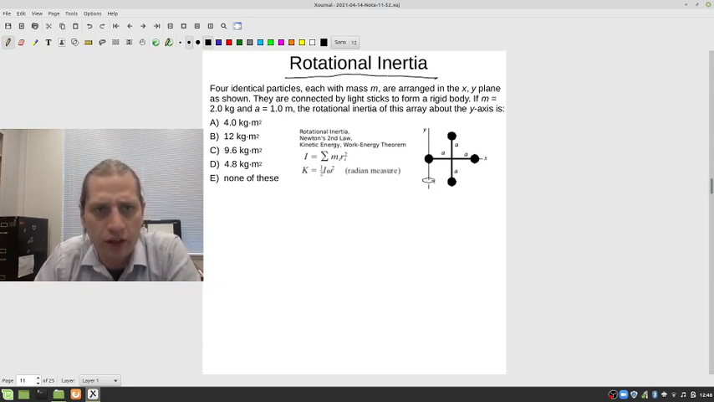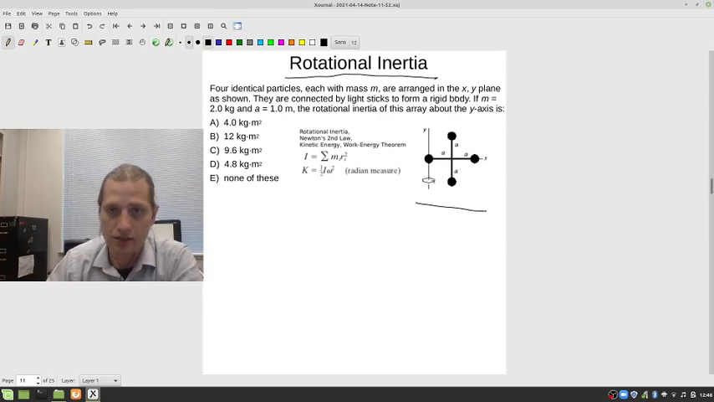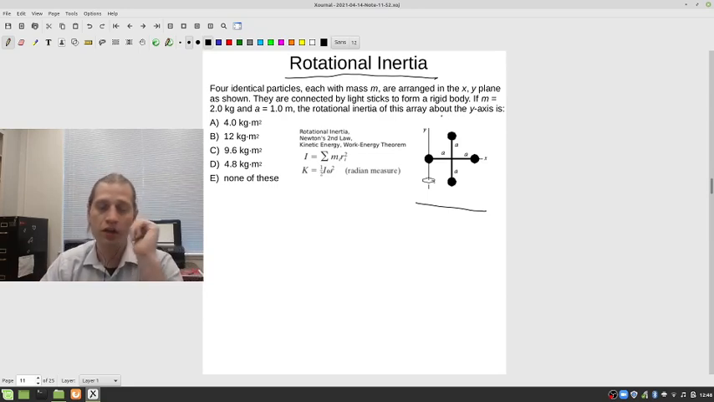All right, so it says 4 identical particles, each with mass m, are arranged in the xy plane as shown. So we got a nice picture. They are connected by light sticks to a rigid body. If mass is 2 kilograms and a is 1 meter, the rotational inertia of this array about the y-axis is. Okay, so the thing to be aware of is you get a different rotational inertia depending on what axis you use to spin your object around.